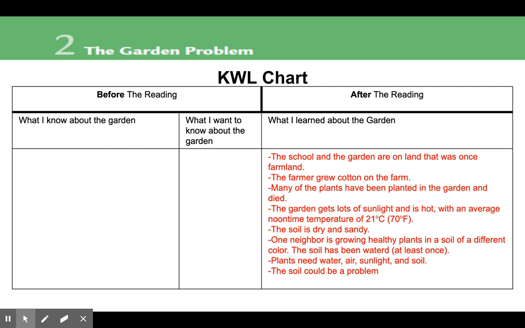All right, the soil is dry and sandy. One neighbor is growing plants in a soil of a different color. The soil has been watered at least once. Plants need water, air, sunlight, and soil. And the soil could be a problem. Okay?